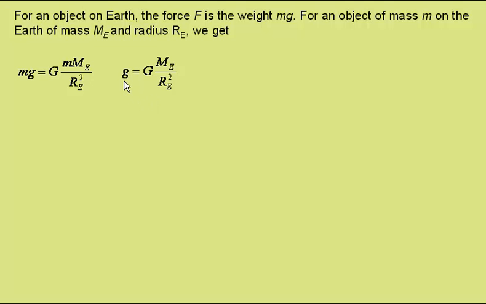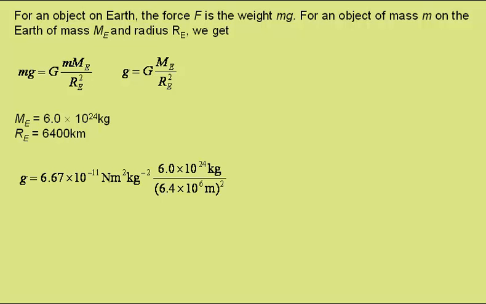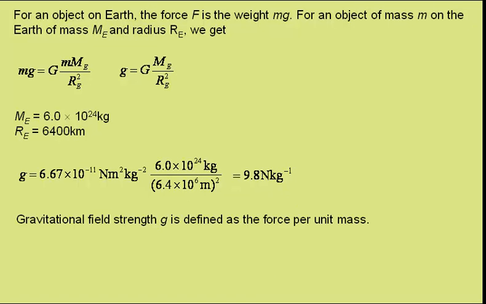The gravitational field strength, little g, is equal to the universal gravitational constant, capital G, multiplied by the mass of the Earth divided by the radius of the Earth squared. If the mass of the Earth is around 6 times 10 to the 24 kilograms and the radius of the Earth around 6,400 kilometers, we get this. And this gives a value for the Earth's gravitational field strength of 9.8 newtons per kilogram. Gravitational field strength g is defined as the force per unit mass.